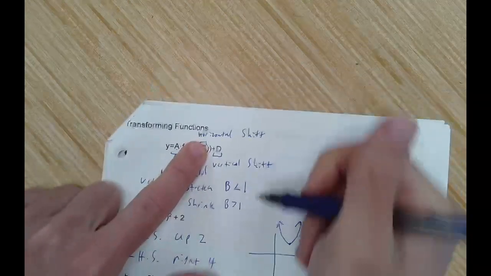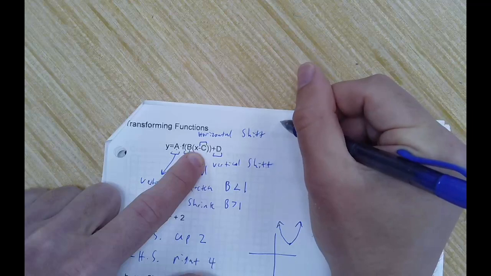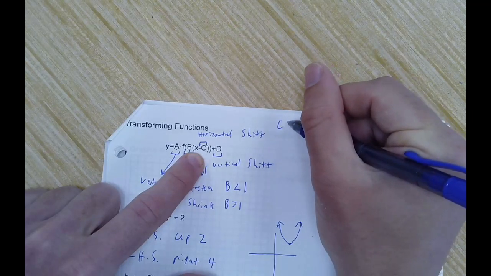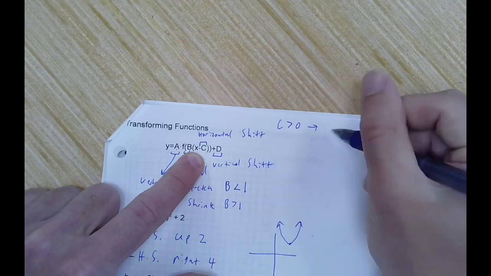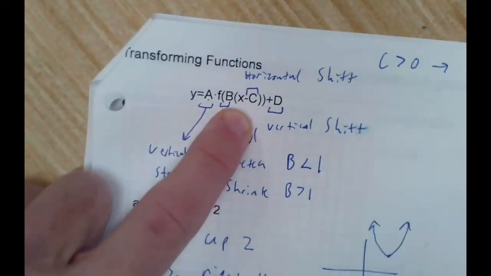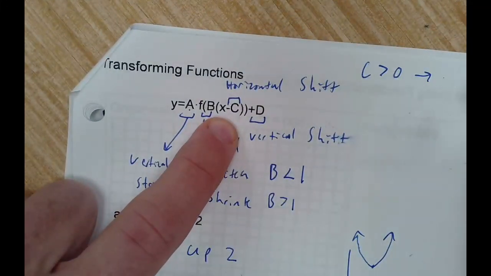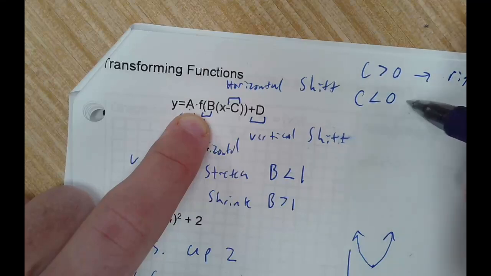And then the same thing with the horizontal shift. If c is positive, it's kind of confusing because there's already a negative sign in here. See that? So if c is positive, using this form, it's going to go to the right, and if c is negative, it's going to go to the left.